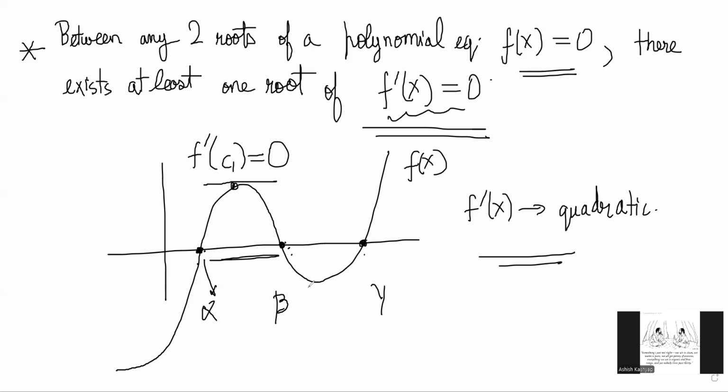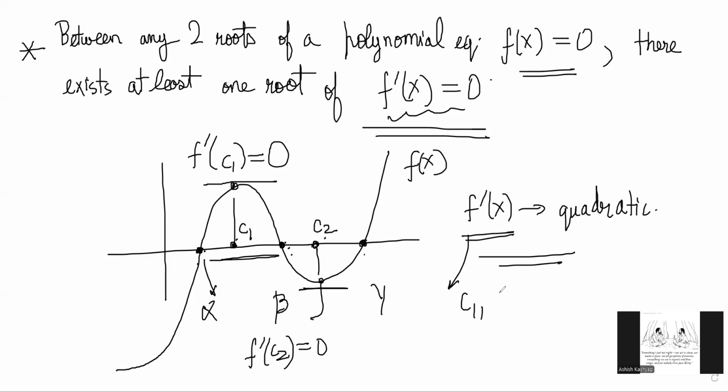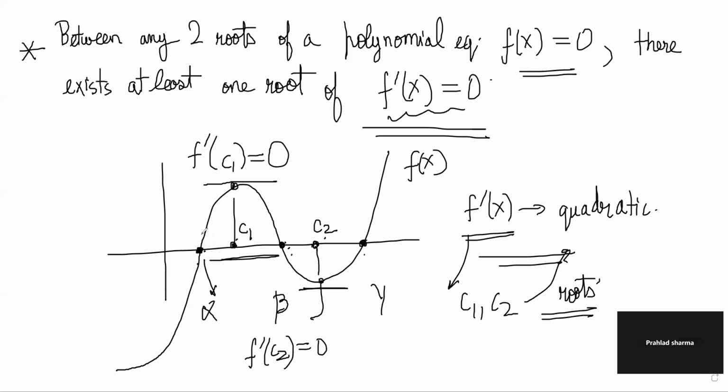Similarly, between beta and gamma, there will be some point C2 such that f dash C2 is 0. This point is C1, this point is C2. And between any two roots of the polynomial, we are finding one root of the derivative. And these C1 and C2 are the roots of the derivative quadratic. Is it clear why it is a direct Rolle's theorem application? Yes, sir. Okay. So Rolle's theorem should be obvious.